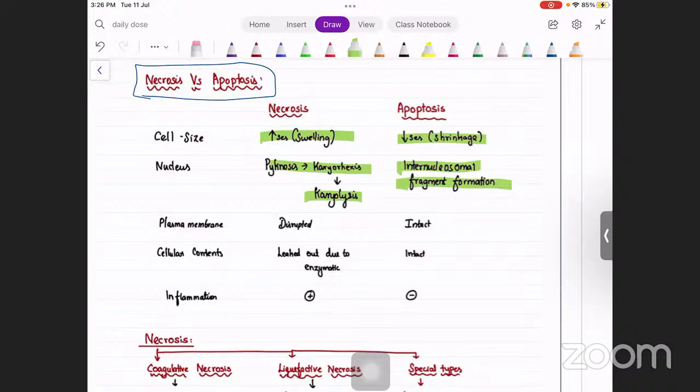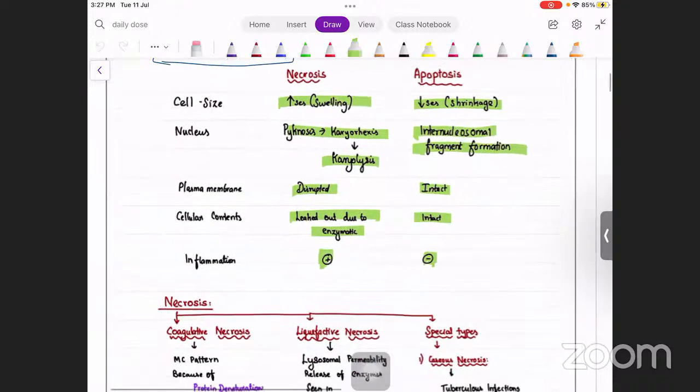Then the plasma membrane will be disrupted in necrosis, and will be intact in apoptosis. Cellular contents will be leaked out of the cell in the case of necrosis, and will be intact in the case of apoptosis. And inflammation can be triggered by necrosis, and inflammation cannot be triggered by apoptosis. So we will do the apoptosis part later. Now we talk about the necrosis. Speaking about necrosis versus apoptosis, what are the basic things you have to know?